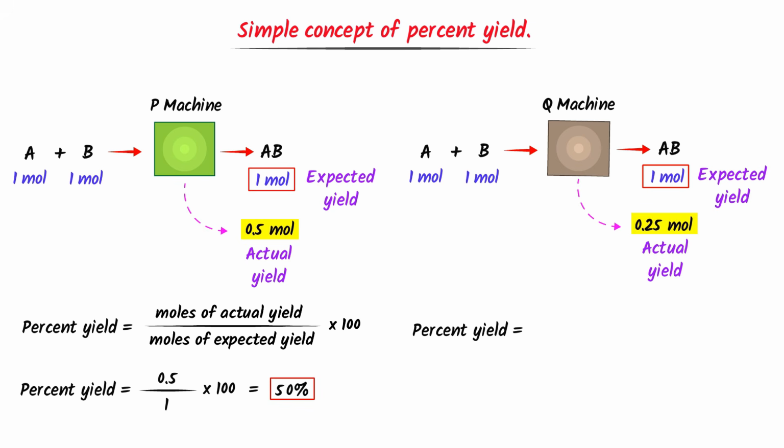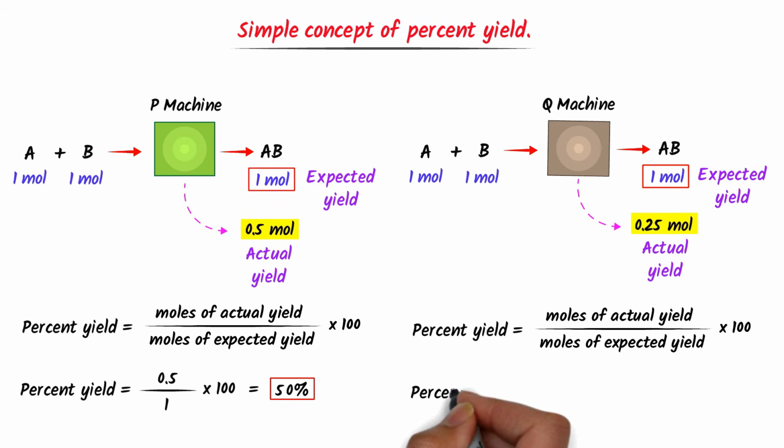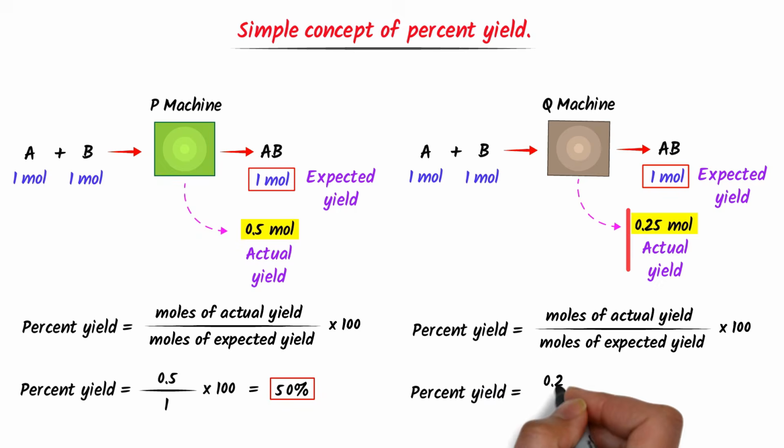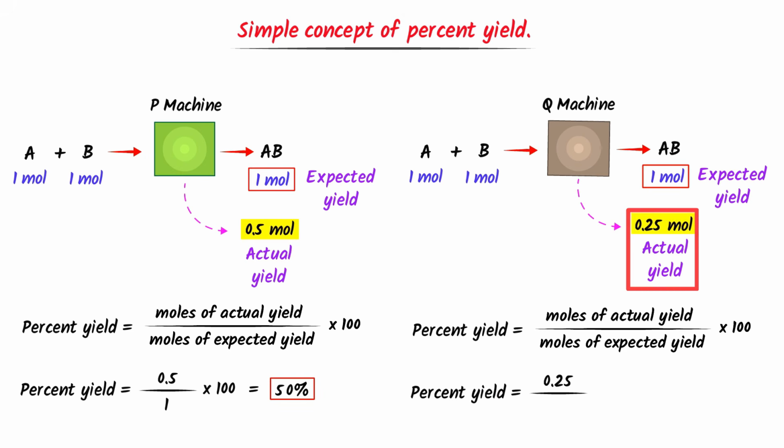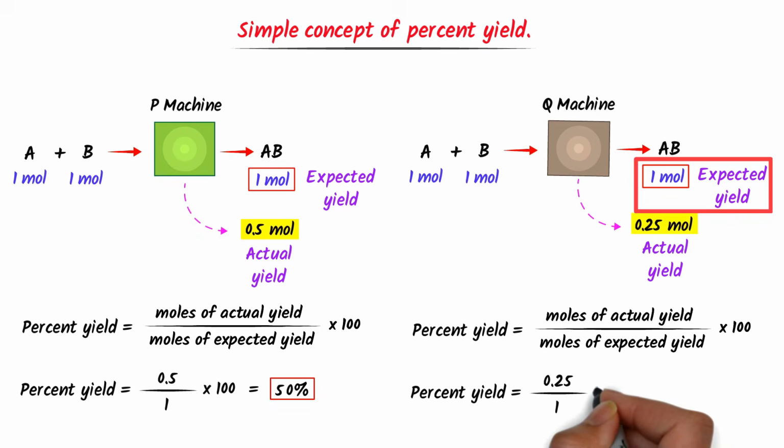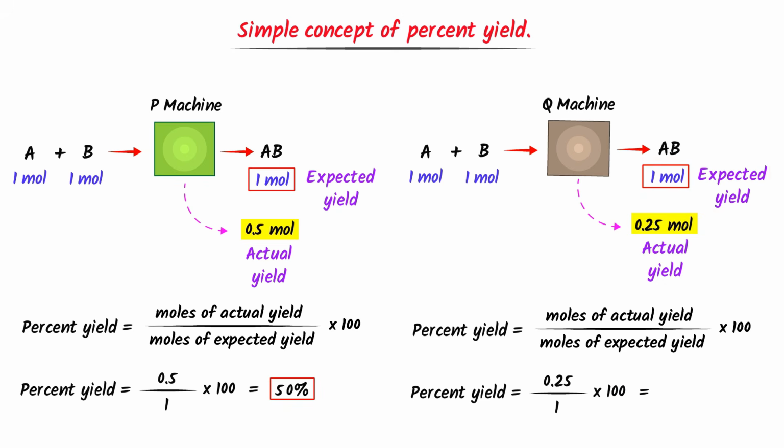We know that percent yield is equal to number of moles of actual yield upon number of moles of expected yield, times 100. The actual yield is 0.25 mole and the expected yield is 1 mole. After calculation, I get 25%. So the percent yield is 25%.